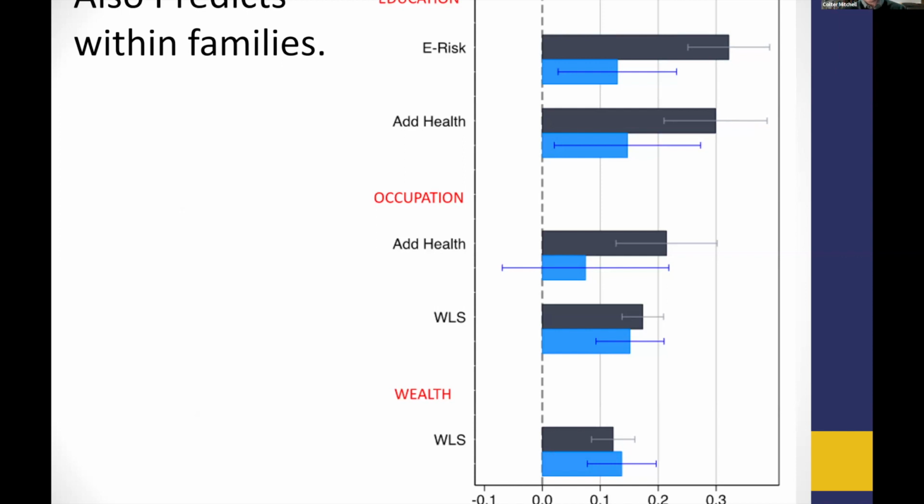E-Risk is a twin study. Add Health has twins in it. WLS has siblings in it. And you start to see there are actually pretty sizable differences for some of them in terms of if a sibling got a slightly higher polygenic score for educational attainment, they actually went further in school on average. So there is a causal component to this that you can start to tease out using sibling models and family-based models.